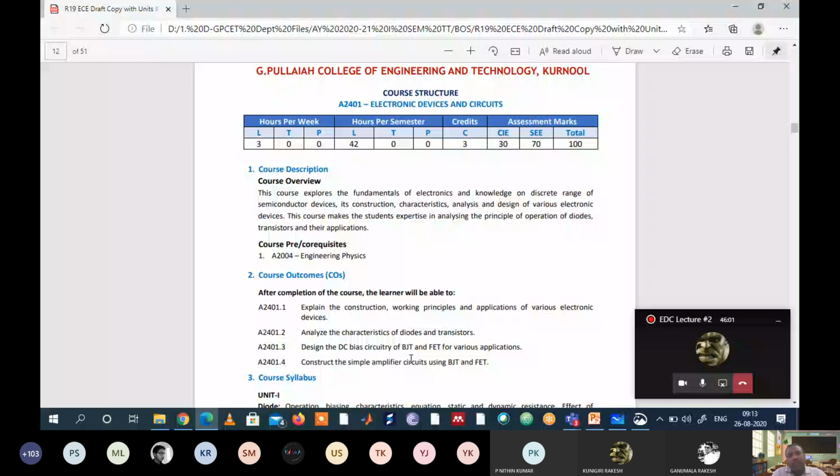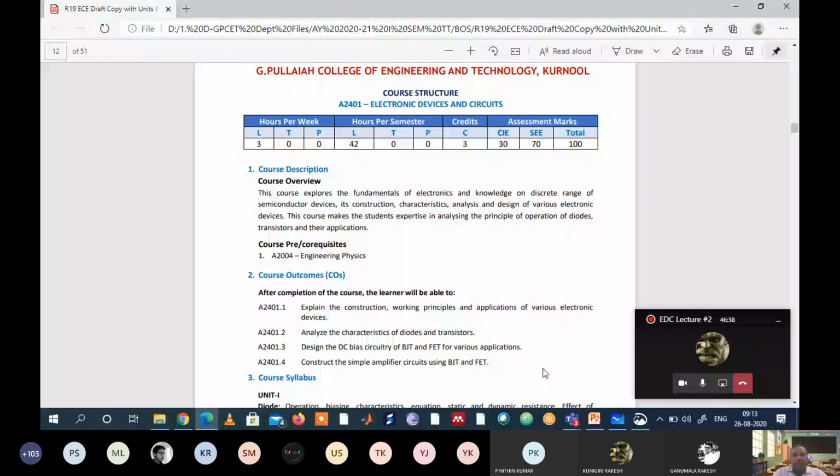So you will be able to learn this after completion of this course, and you will be able to design simple circuits of BJT and FET for various applications. Like I just told you, in a theater we have a public addressing system with mics. If you want to increase the sound of a speaker or a mic, you can design a circuit using BJT and FET, and construct a simple amplifier circuit. So these are all the course outcomes. Course means the subject. What is the name of this subject here? Electronic devices and circuits. After learning this course, you will be able to do all these four points.